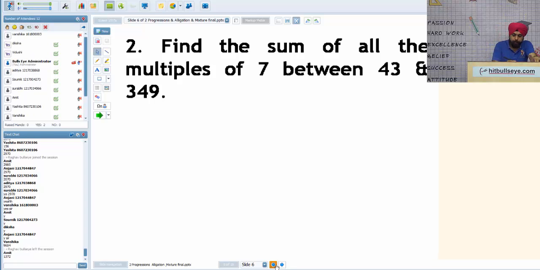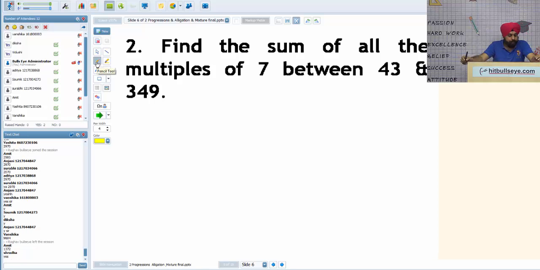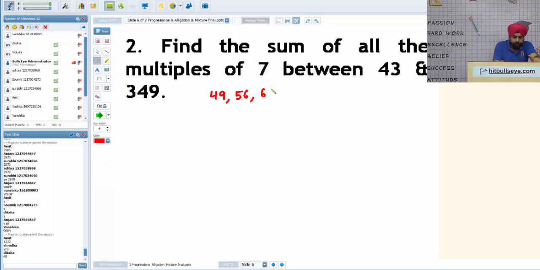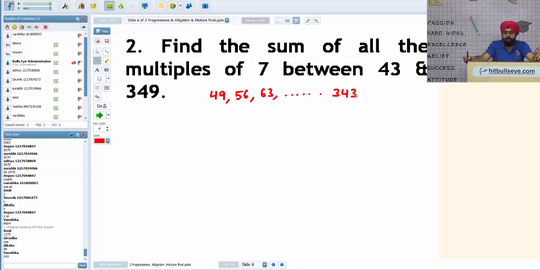I think some of you are not getting it. See, multiples of 7 between 43 and 349. Which is the smallest number in this range that is divisible by 7? I think you all know that pretty well. It is 49. Then the next number is 56, then 63. Now which is the greatest number less than 349 which is a multiple of 7? You need to check that. 7 4s are 28, 7 9s are 63. It is 343. Now students, we don't know how many terms there are, so we cannot find the sum directly.